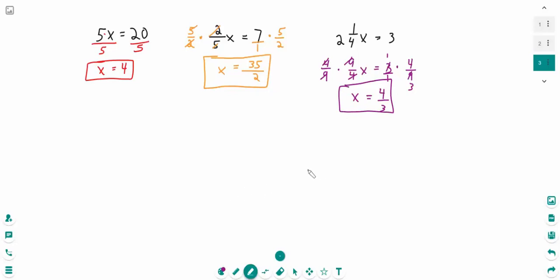All right. Excellent. Let's try a harder one here. Or not necessarily harder, but just a little bit more unusual. How would you attack something that looks like this?